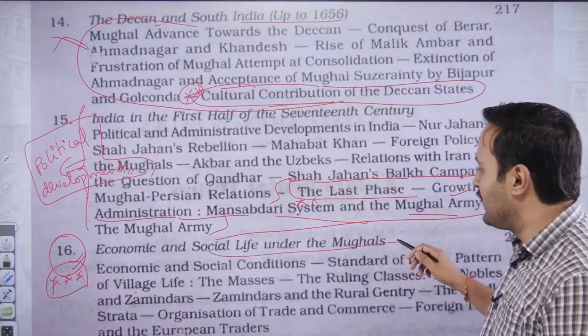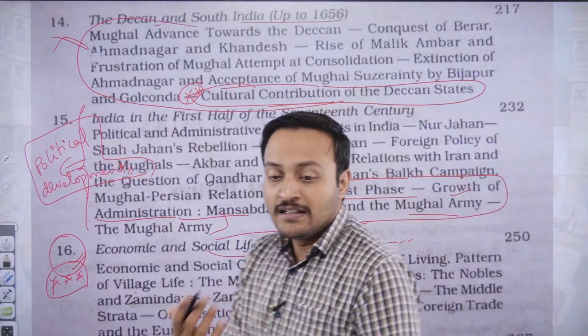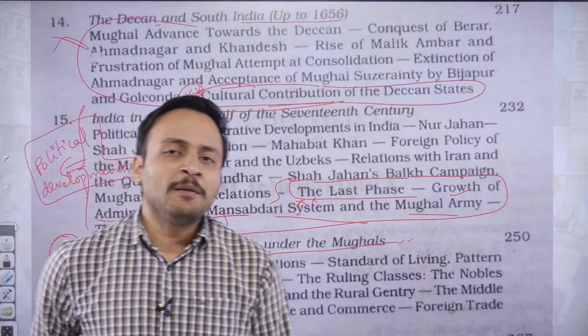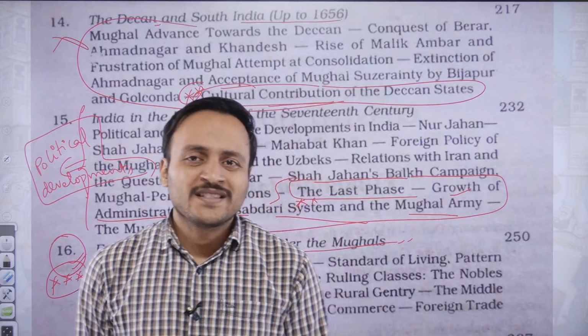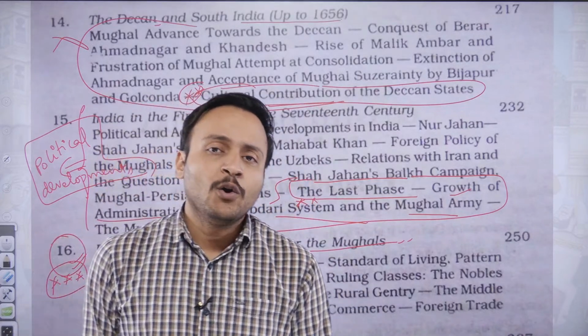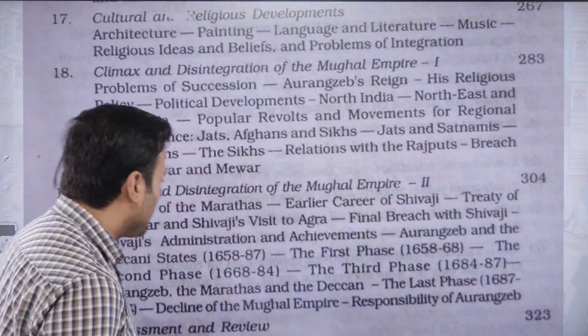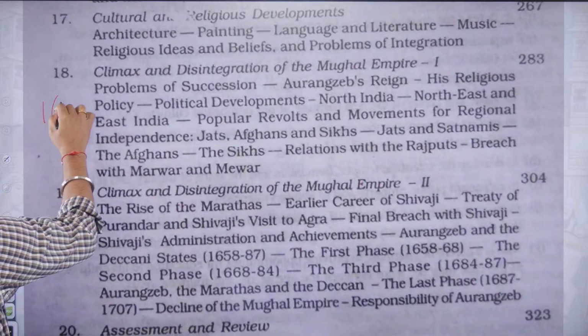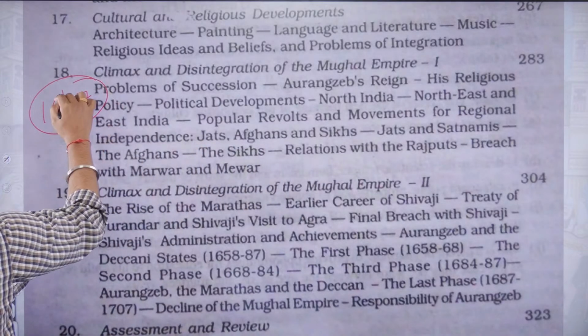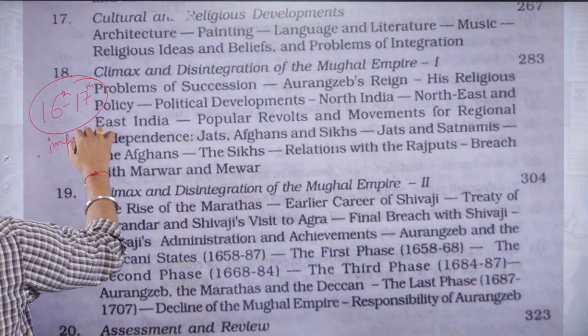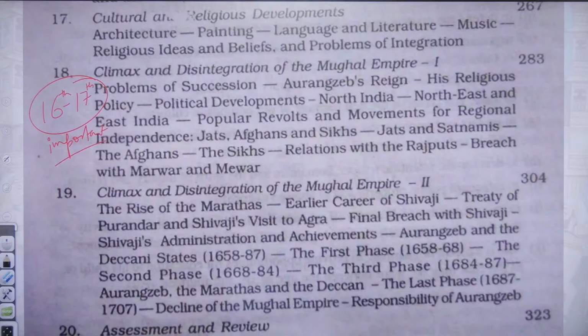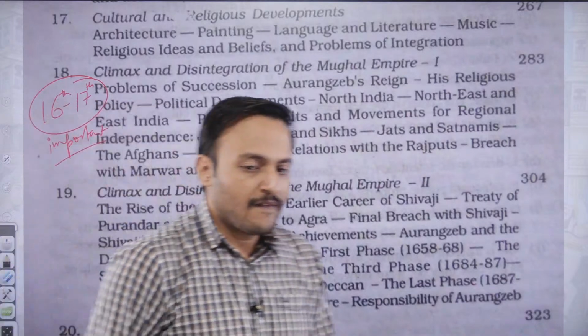Then this chapter is very important: Economic and social life under the Mughals. This is very important because here the author will talk about the common people of India, what they were doing, what the zamindari system was, how land revenue collection was going on, how the level of art and architecture was. Everything will be covered in this particular topic. Okay, so chapter number 16 and chapter number 17 are very, very important. Okay, everyone, these are very, very important chapters.